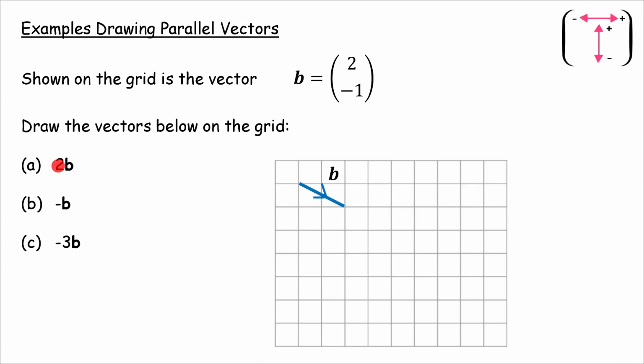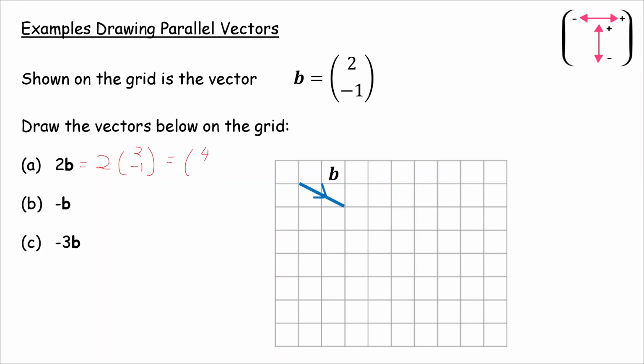And it says draw the vectors below on the grid. The first one is 2b. Okay, so let's write that out. It is saying I've got two lots of the vector b. Well, the vector b is 2 across and minus 1 down. So we're just going to be doing 2 times 2, which is 4.